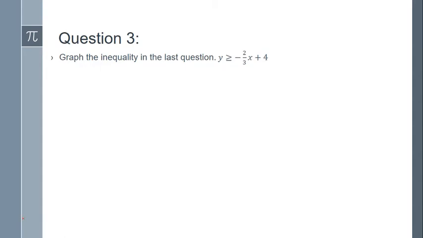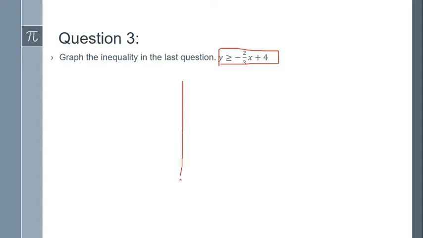Finally, we want to graph the inequality in the last question. And here's our inequality in the last question. So I put it here just to remind us what it was. And I think the question actually asked you to explain how you would graph it. Well, the first step was obviously to get it into slope-intercept form like it is now, the inequality. Then we're going to graph it just like we did in question 1.